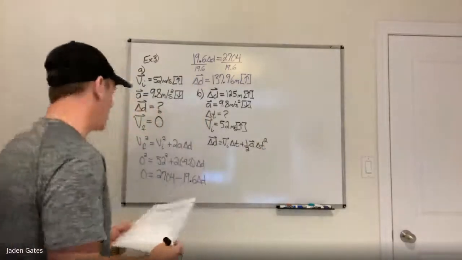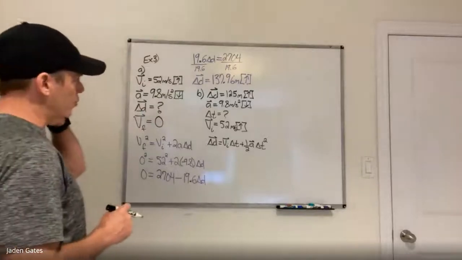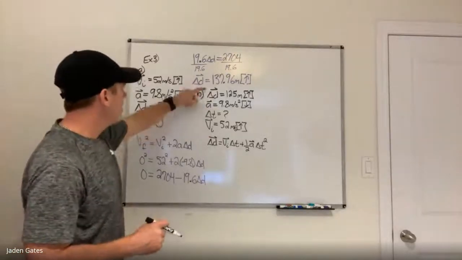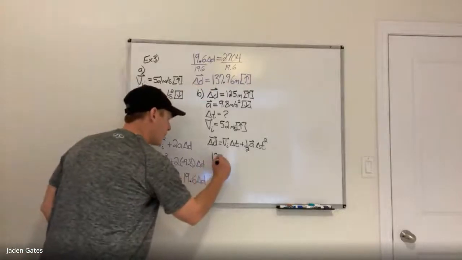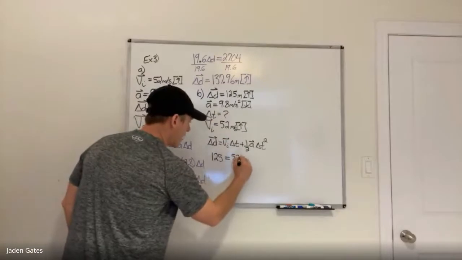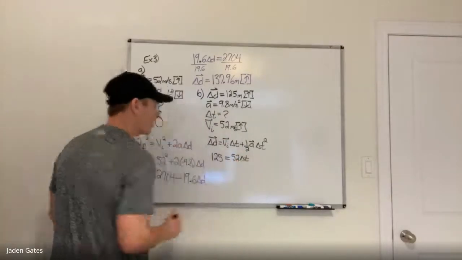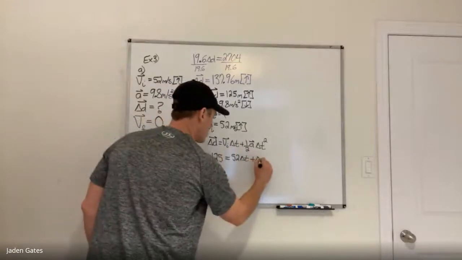All right, so there it is. And as I've done before, I'm going to do my substitution, again, accounting for the signs. Delta D, 125 up, so it's going to be a 125. VI is 52 up, so it's going to be a 52 times the delta T. All right. Let me see here, plus 1/2. Again, I'm going to make 1/2 a decimal.